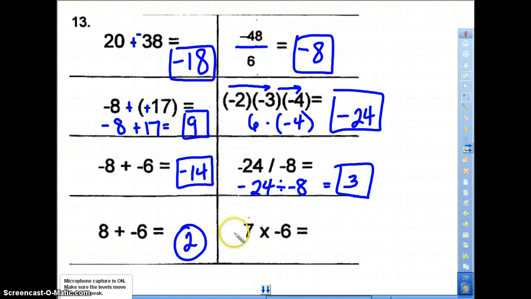Here I've got 7 times negative 6, positive times negative, negative 42. Okay? And I know some of you guys are probably going to need some more work on this. And, you know, if you want some extra help working on this, let me know and I'll certainly do that. All right, guys, we're done.